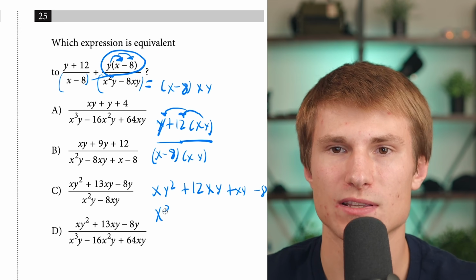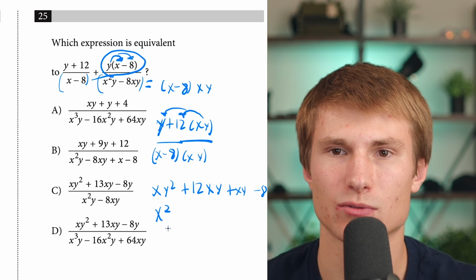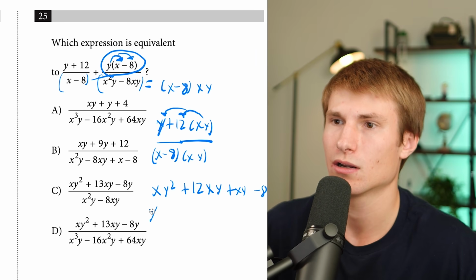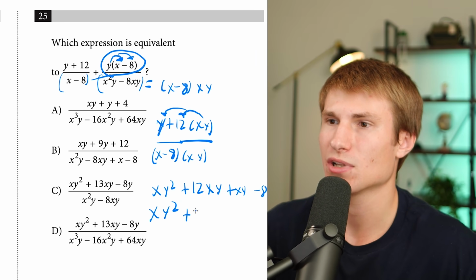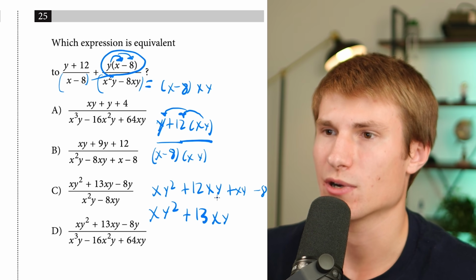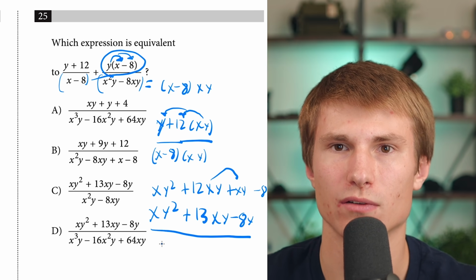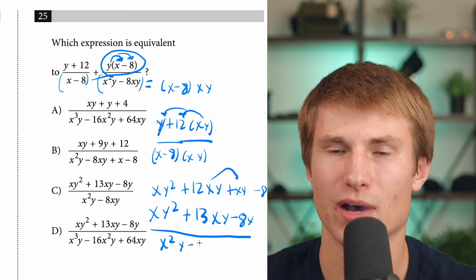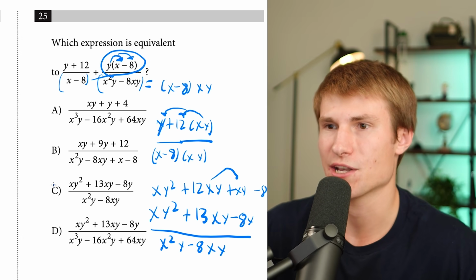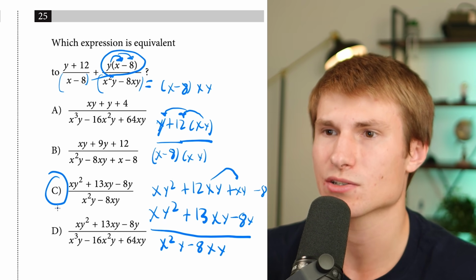Well, let's go ahead and simplify this down. That's going to end up being xy squared. Let me go ahead and write that a little bit neater. xy squared plus 13xy, since we are combining these two terms. Okay, and then we also have minus 8y, and keep in mind this is all still over that denominator of x squared y minus 8. All right, from here, we go ahead and find which answer choice matches this, and we see that'll be answer choice C, so C will be our answer there.